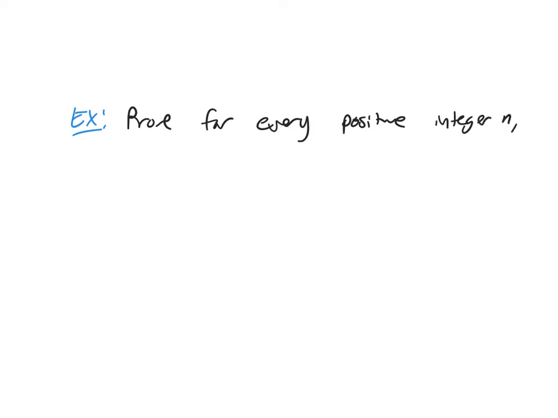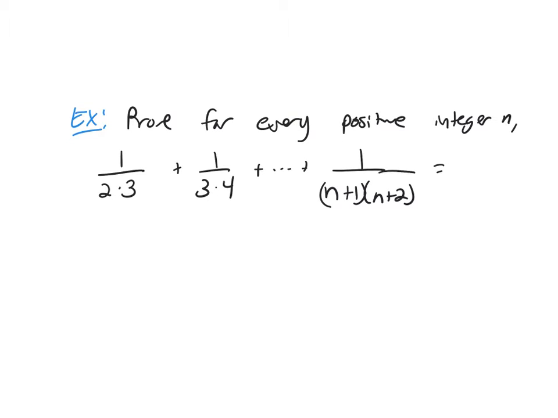So let's look at the following problem. I want us to prove for every positive integer n, 1 over 2 times 3 plus 1 over 3 times 4 plus ... plus 1 over n plus 1, n plus 2 equals n over 2n plus 4.